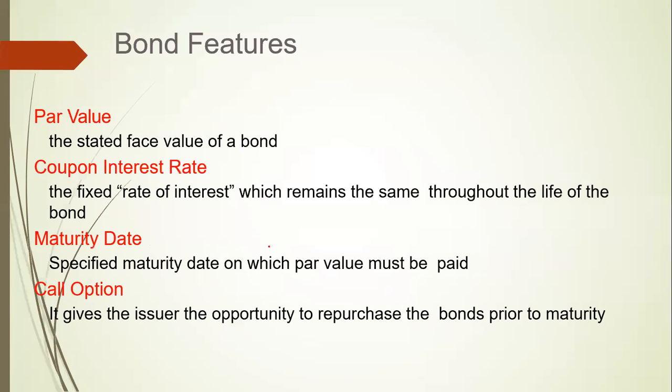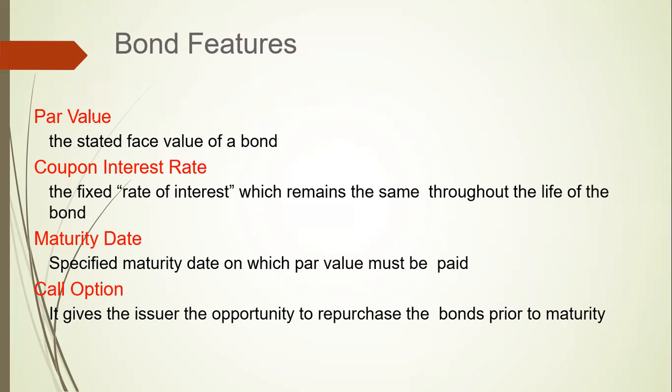Now let's move to the features of the bond. The first feature of the bond is par value. Par value we already know, it's the stated face value of a bond, which is mentioned in the bond. Next comes the coupon interest rate. The fixed rate of interest, which remains the same throughout the life of the bond, is also mentioned in the bond. Next comes the maturity date.